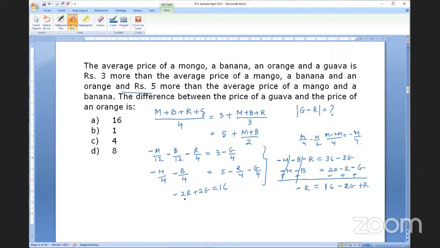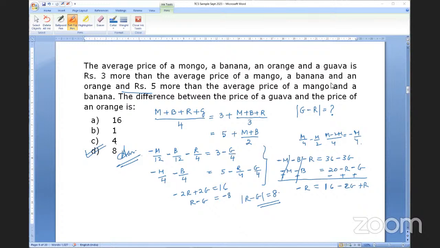If I divide this by minus 2, R minus G is minus 8. That means mod R minus G is 8. Difference between the price of guava and price of orange is 8. Option D is the pick. Just frame equation and keep doing. Difference between price of guava and orange is 8 rupees.